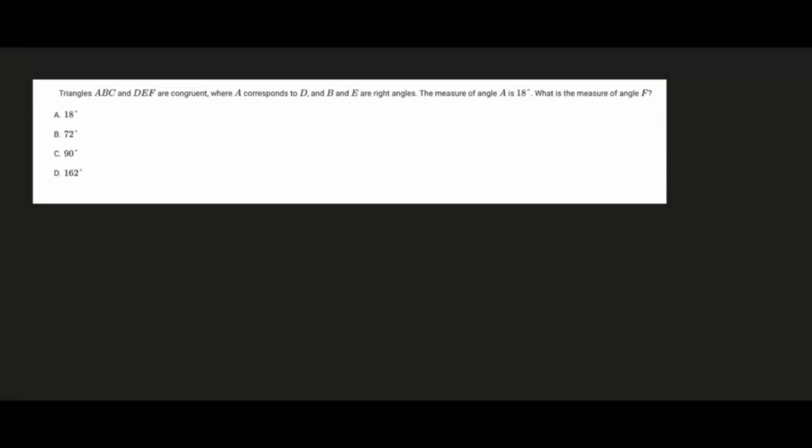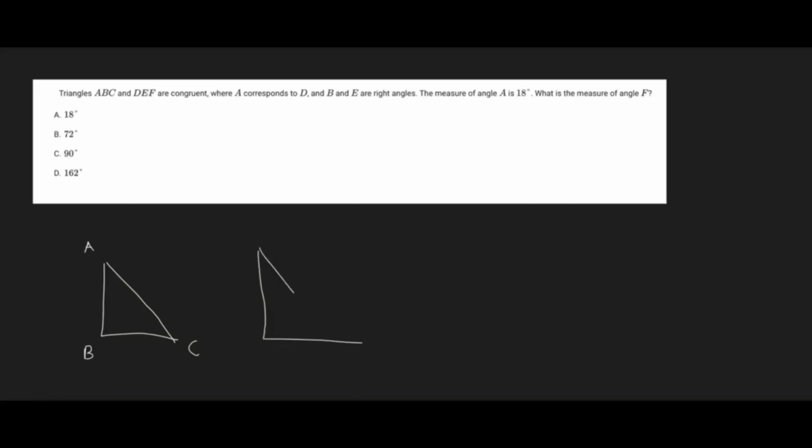Triangles A, B, C, and D, E, F are congruent, where A corresponds to D, and B and E are right angles. The measure of angle A is 18 degrees, whereas the measure of angle F. Alright, so we know that these are right triangles, so let's just draw them out. So our first triangle, looks like B and E are the right angles, so I'll just put B here and A up top. And then call this one C. And we'll do the same thing.